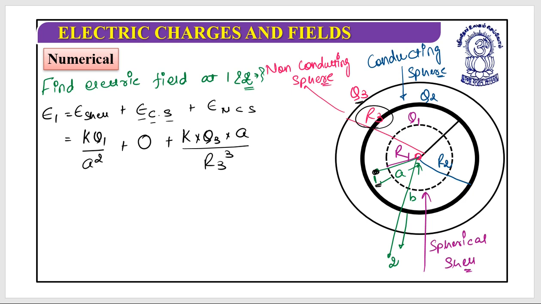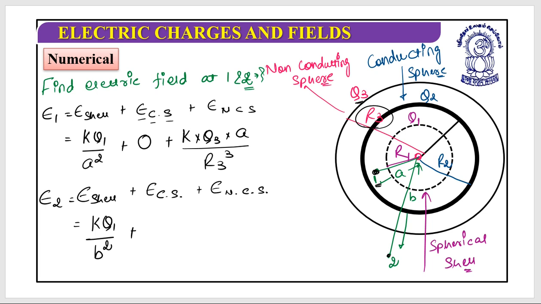Great. Well done. Now let's focus on the second point, the electric field at location number 2. Who will give the electric field? All these three. So it would be E due to shell plus E due to conducting sphere plus electric field due to non-conducting sphere. What would be the E due to shell? This location is outside the spherical shell, so you need to write K Q1 divided by the square of the distance, B square, plus the electric field due to the conducting sphere.